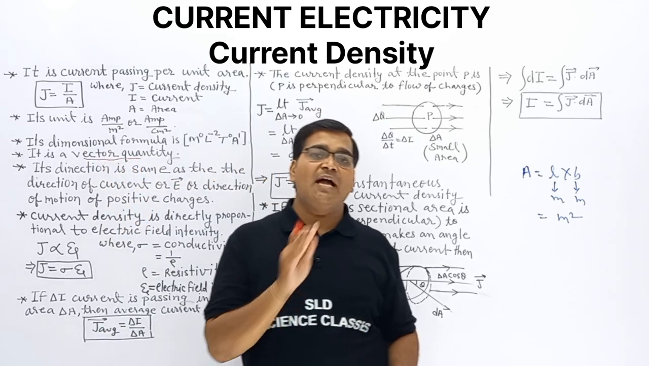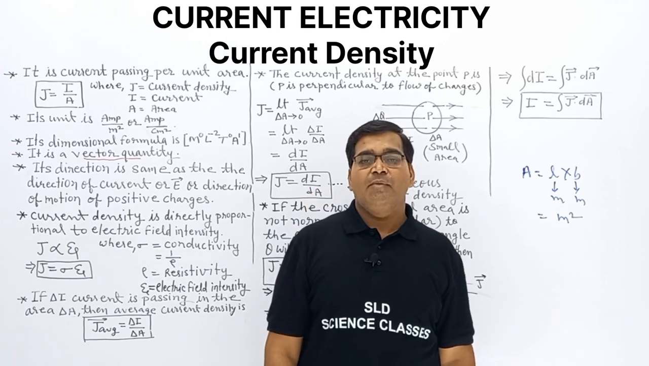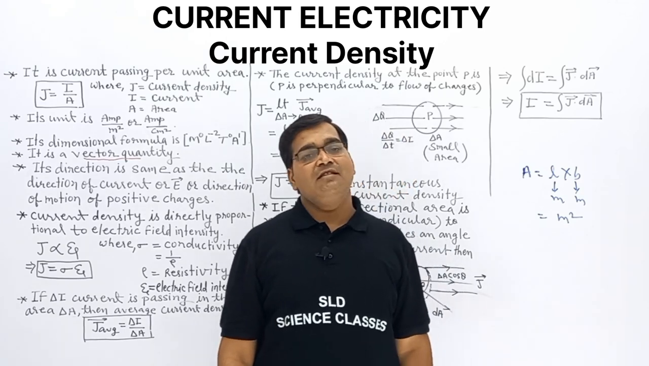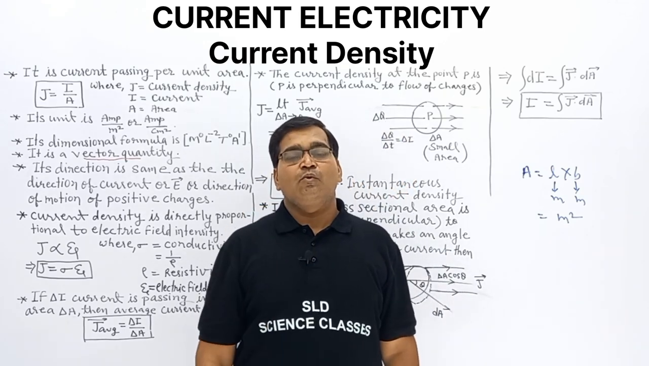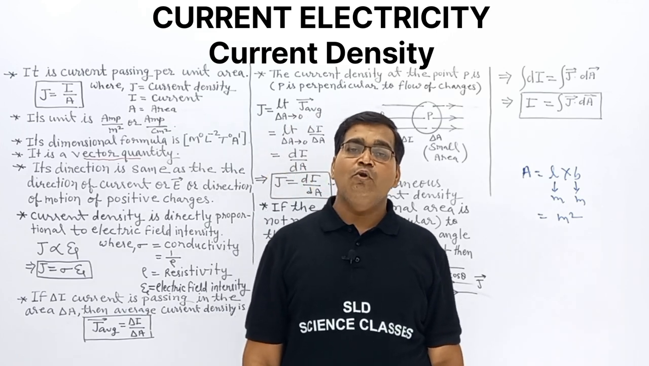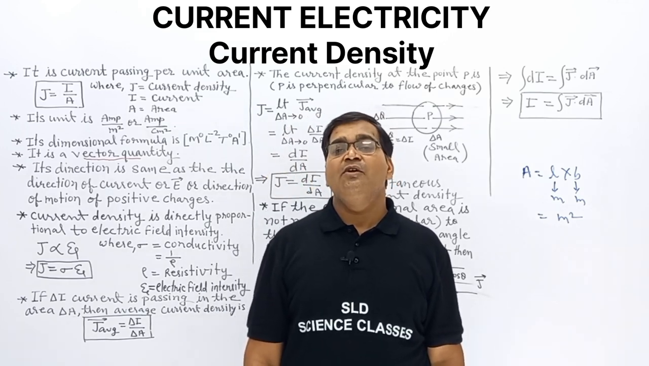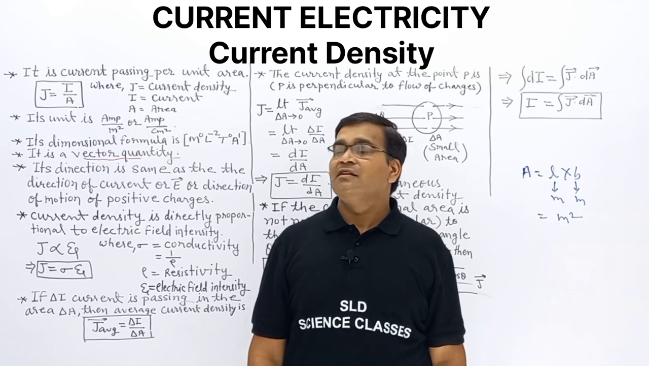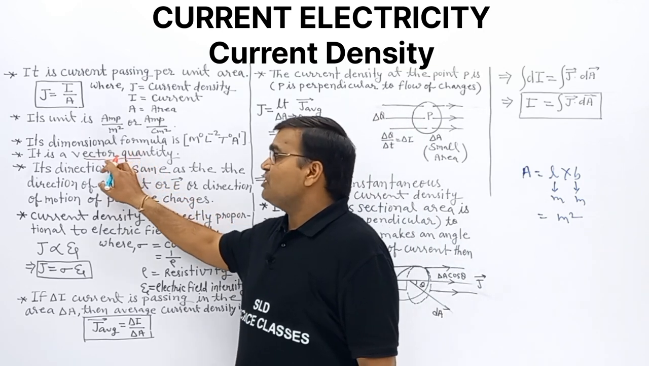Current has both direction and magnitude, but it is not a vector. It is a scalar quantity because it does not follow the addition rules of vectors. Clear? Now, what about current density?